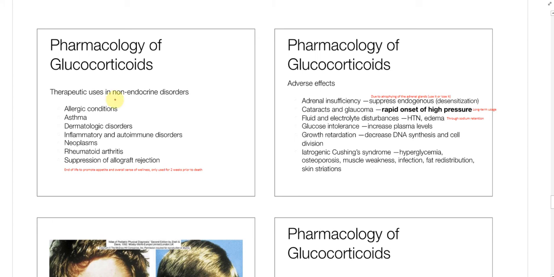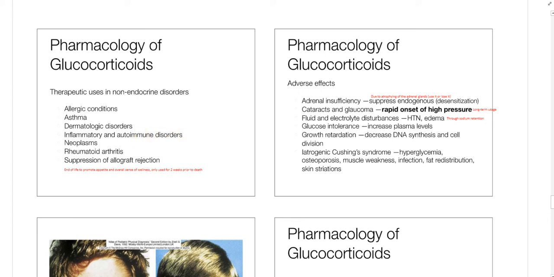So for non-endocrine related disorders, there are a number of them that glucocorticoids can be used for. Allergic reactions, I just forgot the term for it. Anaphylaxis, that's the one. Asthma, dermatologic disorders, you can either take it PO or use it topically.